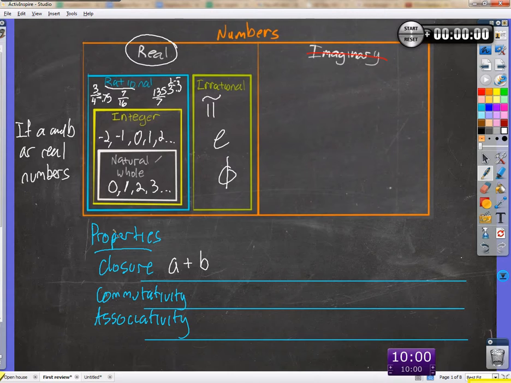It's closed. Okay. Now there's commutativity and associativity. How many of you have heard of those two? At least heard the words? Right? I had one on the test, one property on the test, just to see how you guys would do.